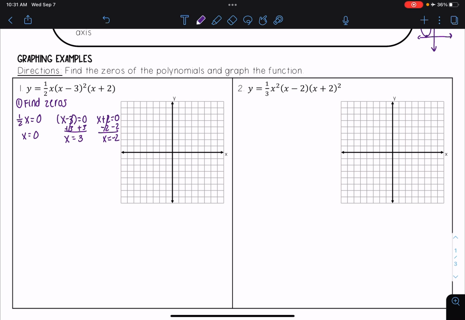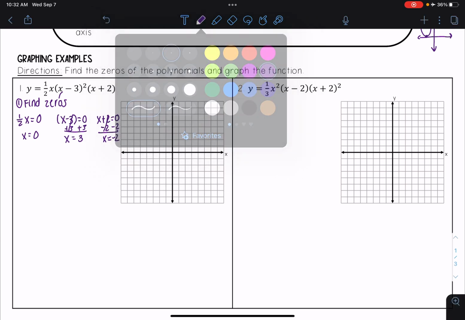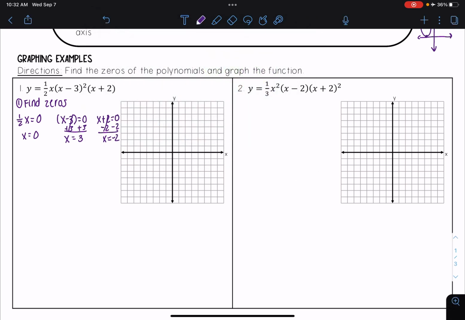Now I'm going to note what my multiplicities are because it's going to tell me whether the graph passes through or touches the axis at those points. I see for x equals 0, there's only one x there, so that has multiplicity 1. For x equals 3, since it's x minus 3 squared, that's really the same thing as x minus 3 times x minus 3. So that means this one's going to have multiplicity 2. And then there's only one linear factor of x plus 2, so this one has multiplicity of 1.